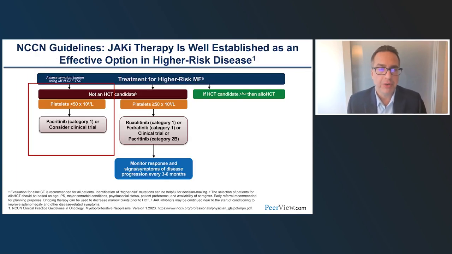So here again, I'm showing the NCCN guidelines that are adapted for the high-risk patient profile, pointing out in the red box the fact that there is a decision node when platelets are less than 50,000 for either pacritinib or a clinical trial if available. I will say that most clinical trials do exclude patients who have low platelets, but there are some trials that are out there, and this is really an unmet need.